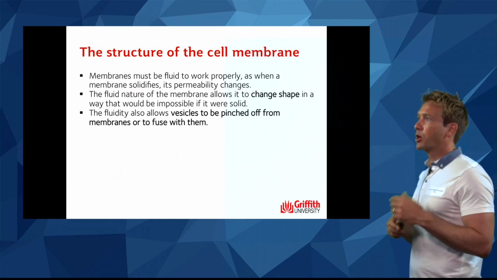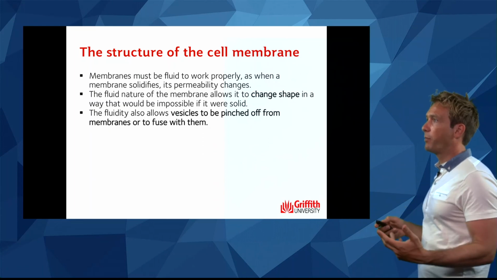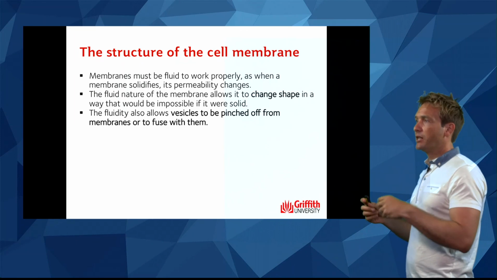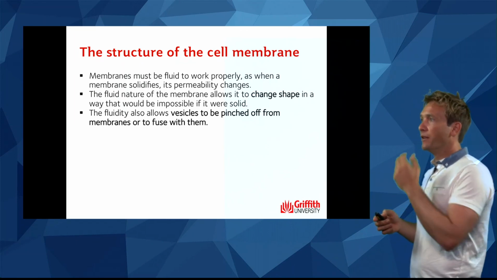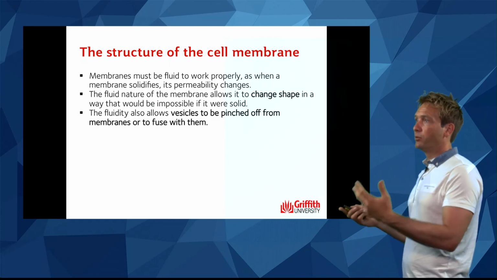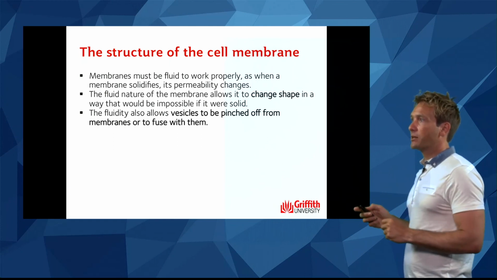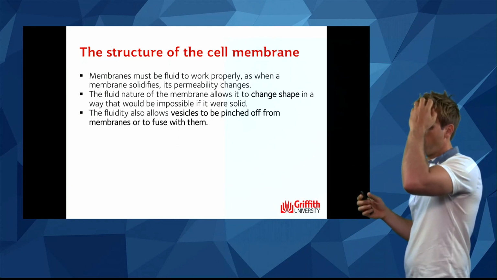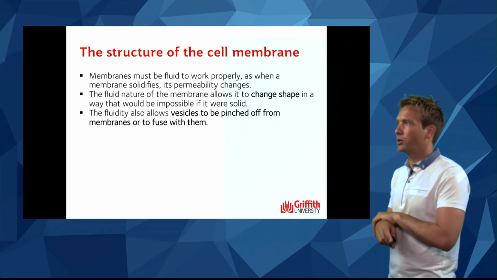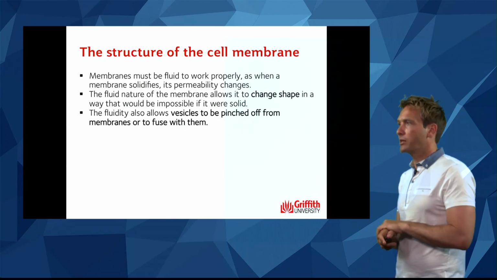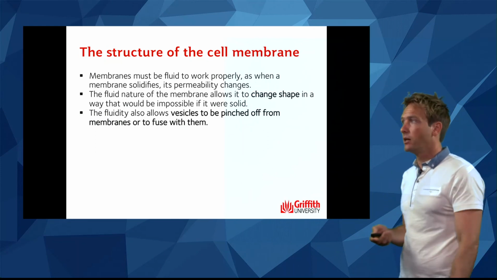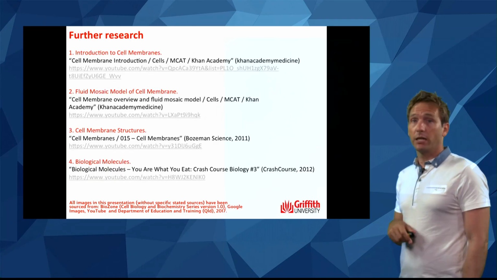Okay, so membranes must be fluid to work properly, as where the membrane solidifies, its permeability changes, the ability for things to move across it. The fluid nature of the membrane allows it to change shape in a way that would be impossible if it were solid, and the fluidity also allows vesicles to be pinched off, and we talked about vesicles previously, but we're going to talk about them in endocytosis in the coming sub-lectures, and membranes to then fuse with them and connect with the membrane. And that, ladies and gentlemen, is that.